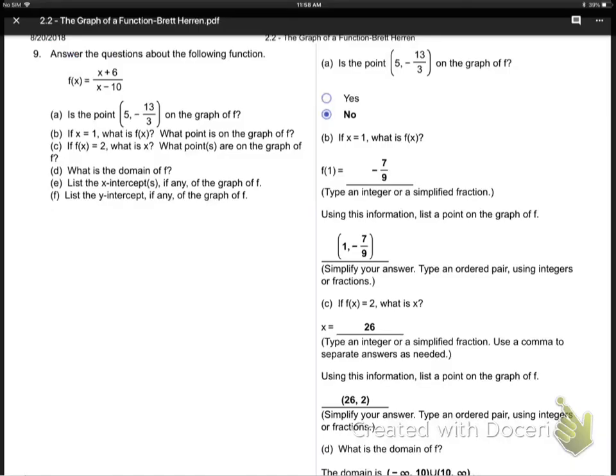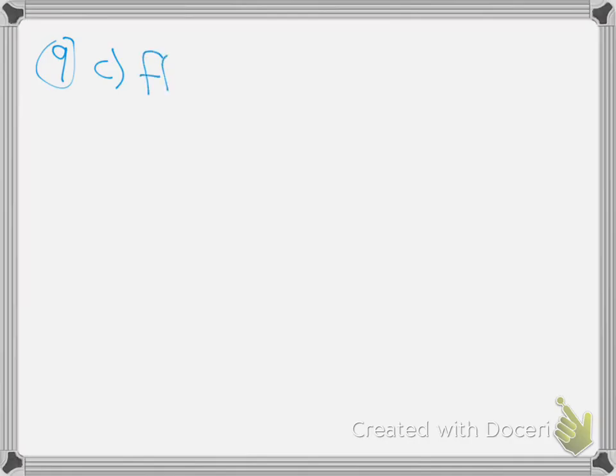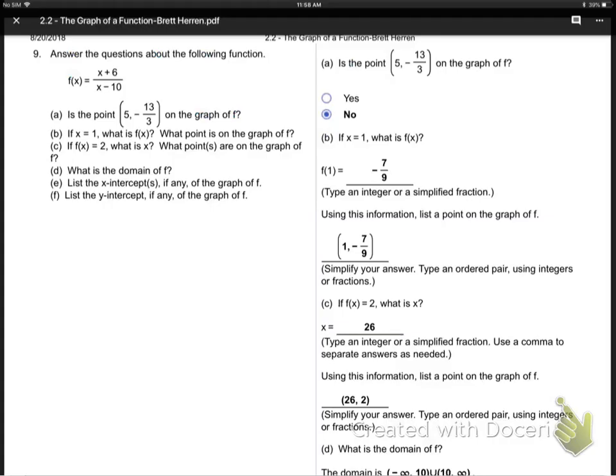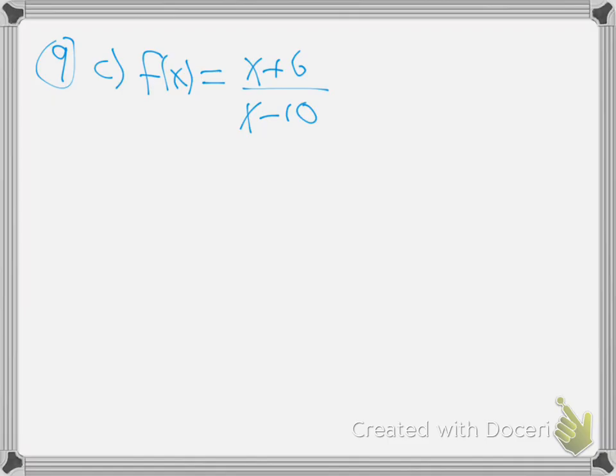And it says f of x equals x plus 6 over x minus 10. And part C says, if f of x equals 2, what is x? Okay. So, can you do that? I'm going to skip all the rest. All the rest of the parts are easy. So if y equals 2, see if you can solve that.